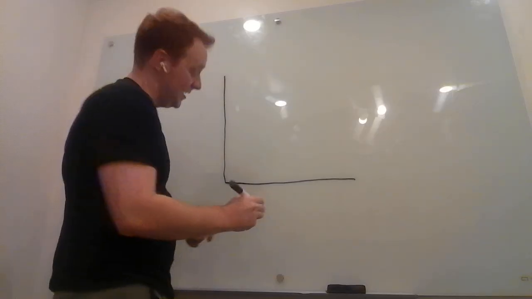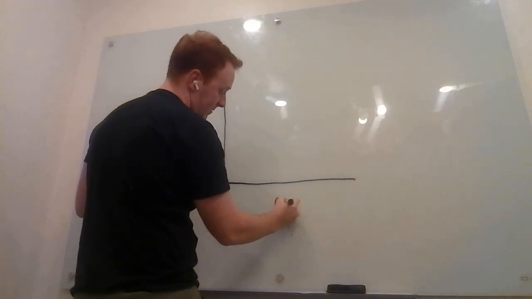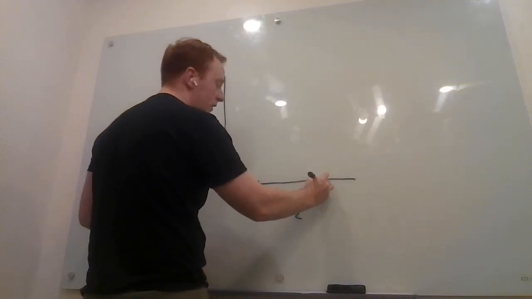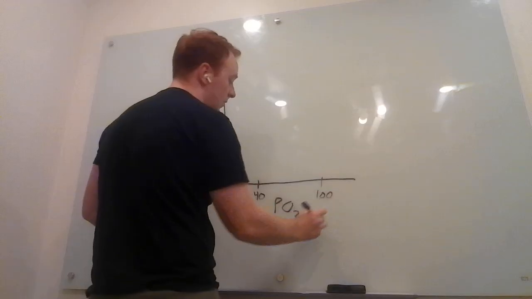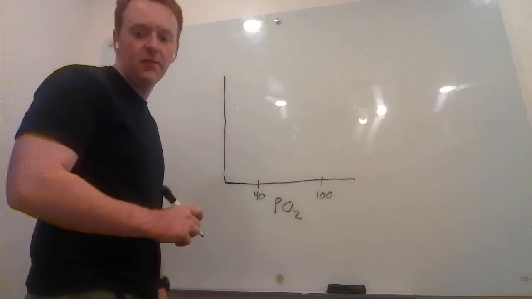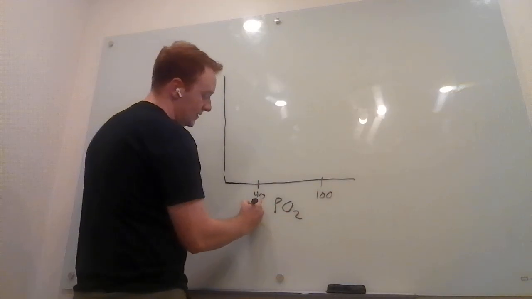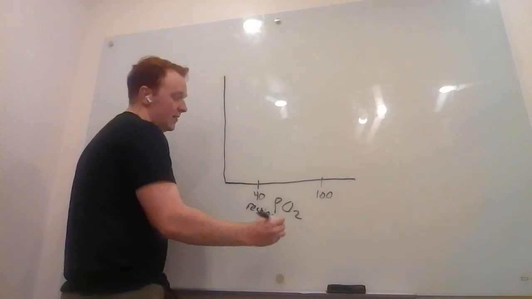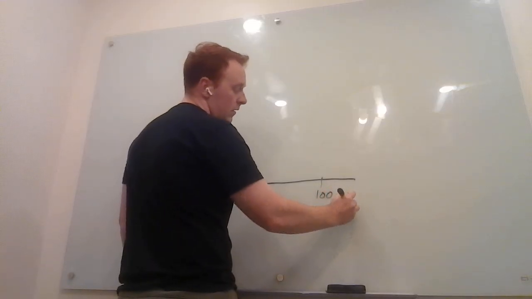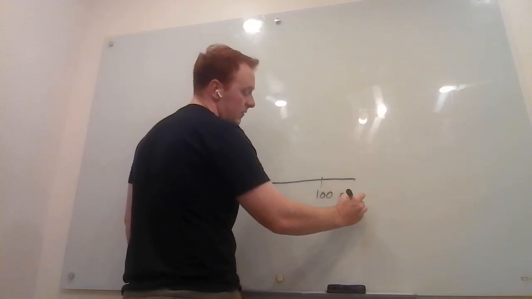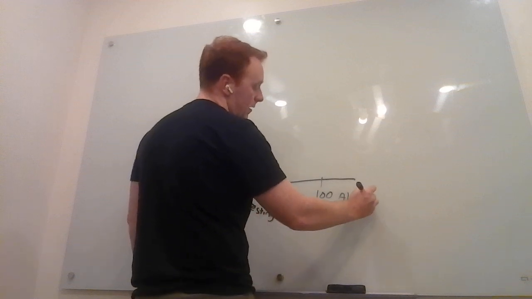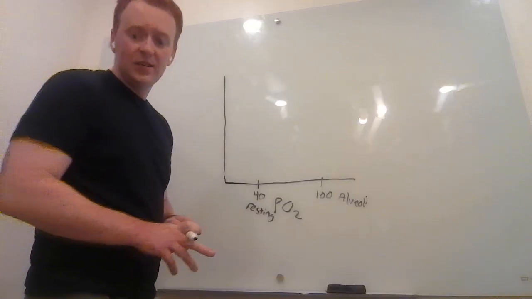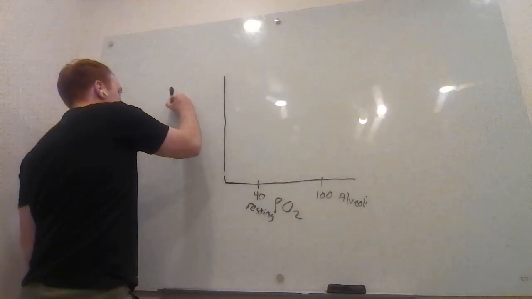And so on this x-axis, we have the pressure of oxygen, pressure of O2. Let's give a landmark, 40, 100, and this is millimeters of mercury. 40 is like a resting cell. It's resting. And then this is the alveoli concentration. And then on the y-axis, we have hemoglobin saturation.